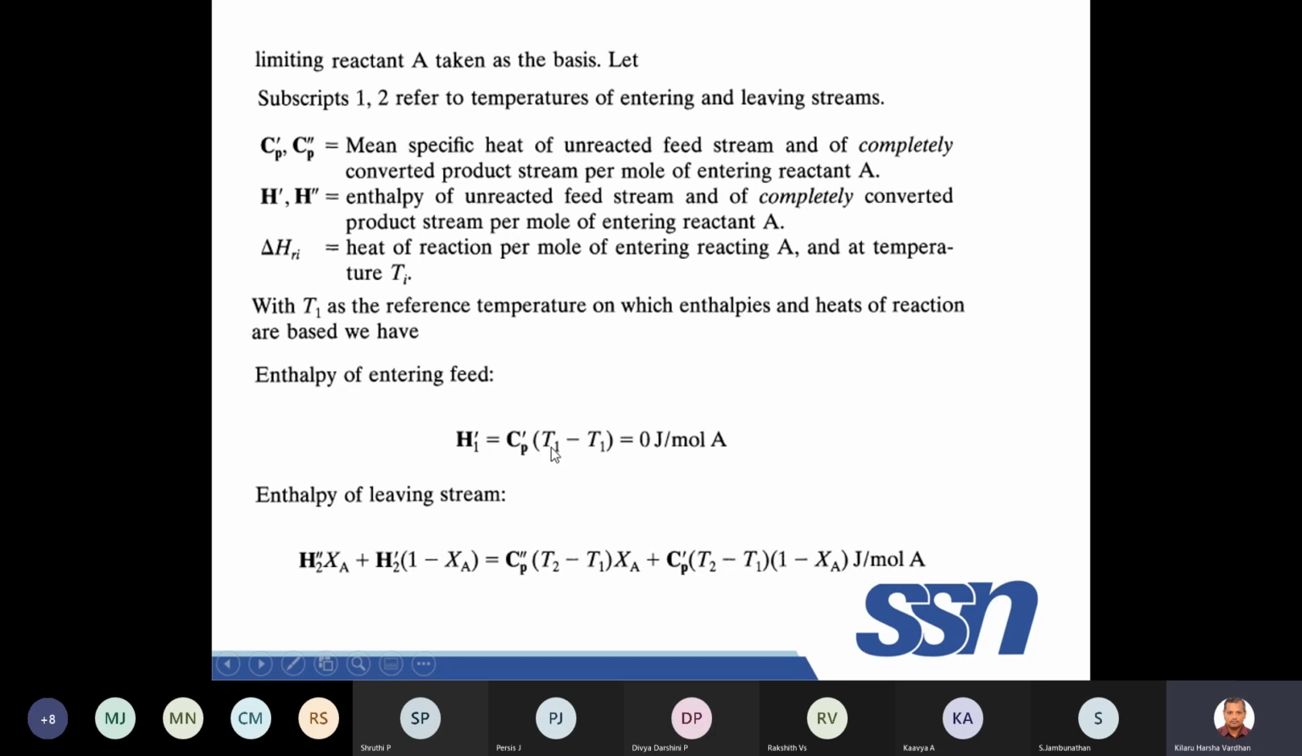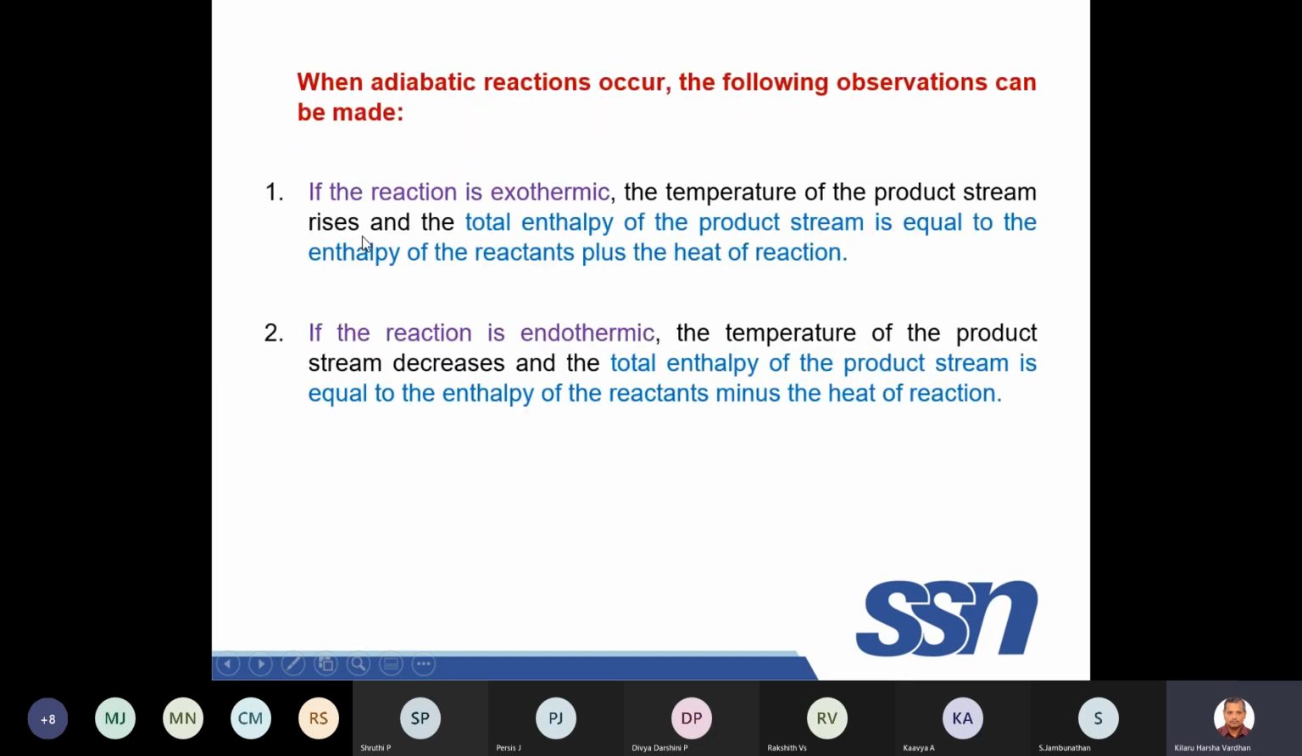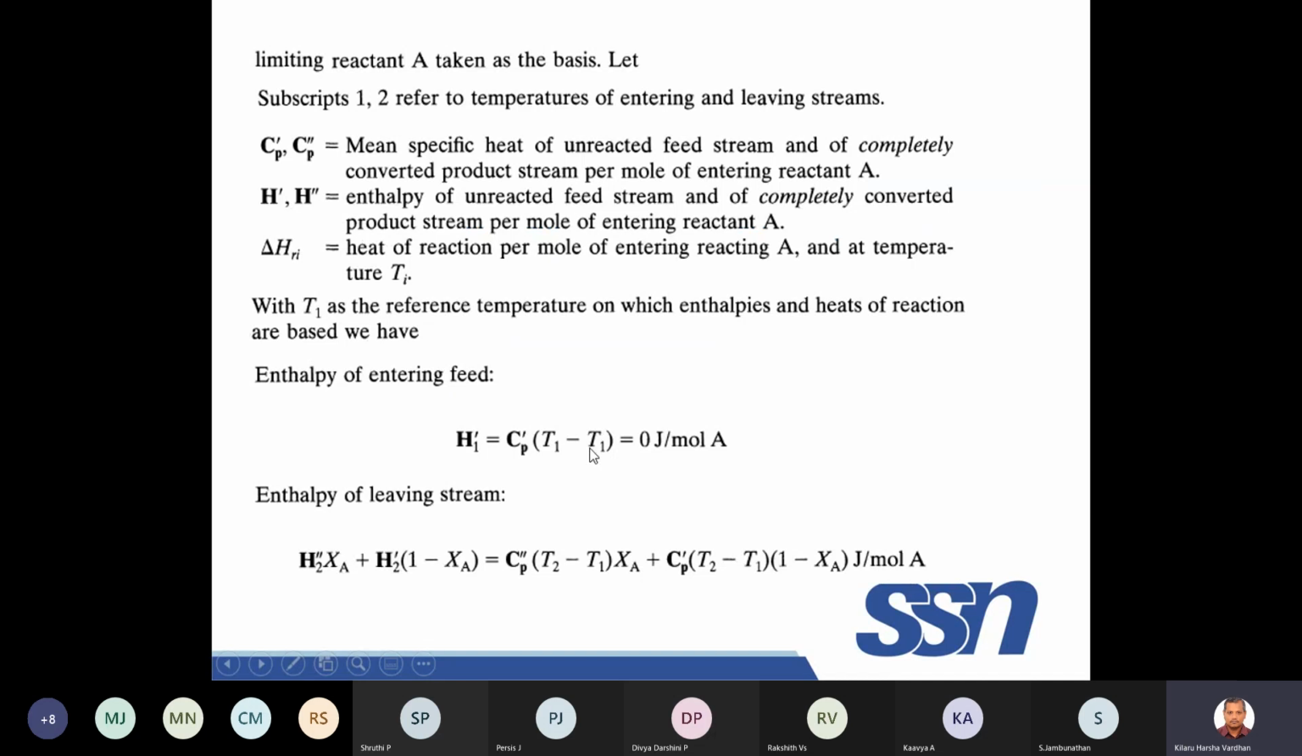Here I am assuming that my inlet feed is 25, the same as the standard, that is nothing but the reference. T1 is the reference temperature. So if your inlet feed is equal to the reference temperature, then this will be 0. Otherwise, this will have some value. Am I right? So that you remember. Here I am assuming it is C.